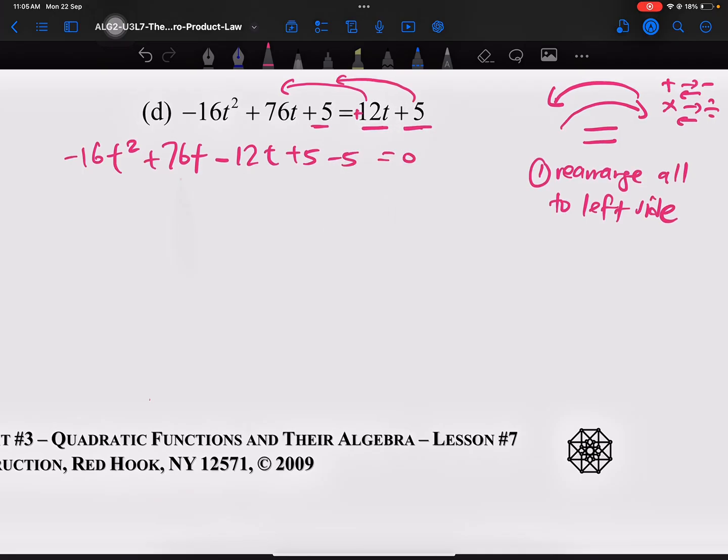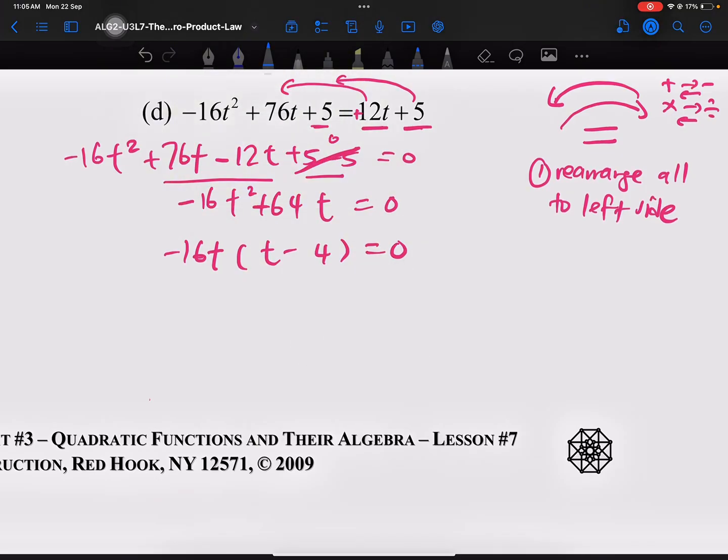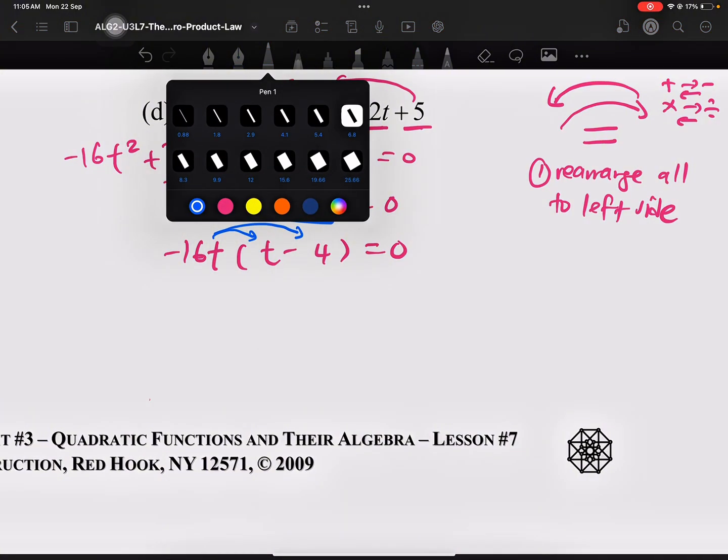Okay, now I settle like term. Combine like term become minus 16t square plus 64t. This one becomes 0, equals 0. Okay, from here I can factor out, take out negative 16t. t minus 4 equals 0. I need to make sure the thing that I already factor out, if I multiply back, I get this original. Okay, next.